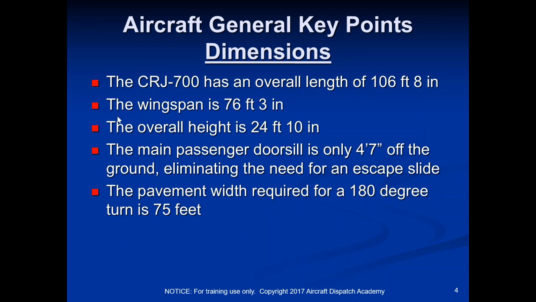We already kind of looked at this part. The only thing in addition here, the main passenger door seal is only 4 feet 7 inches off the ground, eliminating the need for an escape slide. So that allows the CRJ aircraft to have those air stairs that you can go up and down. The E-175 doesn't have air stairs because it's too high off the ground. But when it's too high off the ground to have air stairs, you also have to have those emergency slides.